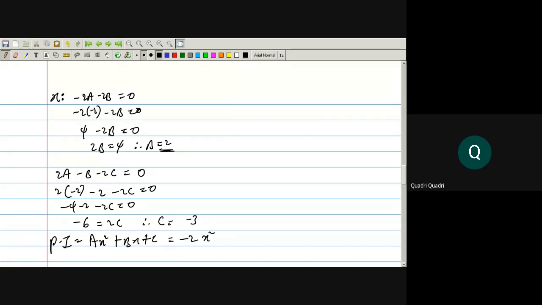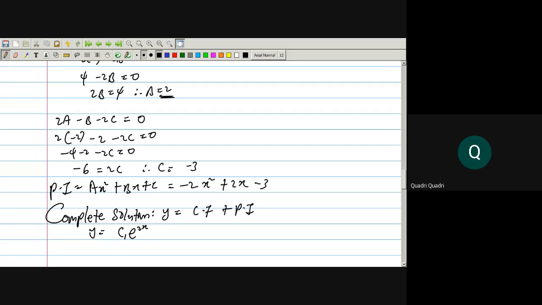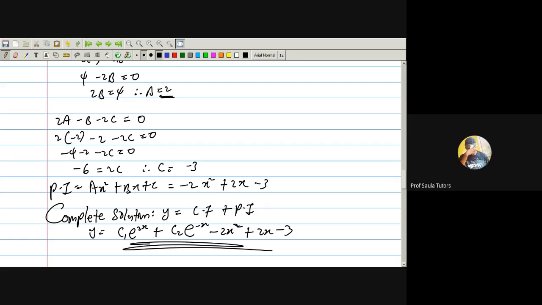Minus 2x squared plus 2x minus 3. Altogether, 2x minus 3. So my complete solution here is what? y equals complementary function plus particular integral. So what's my complementary function? Don't forget, we got C1 exponential 2x plus C2 exponential minus x. What now, my particular integral? Minus 2x squared plus 2x minus 3. That's our final answer.